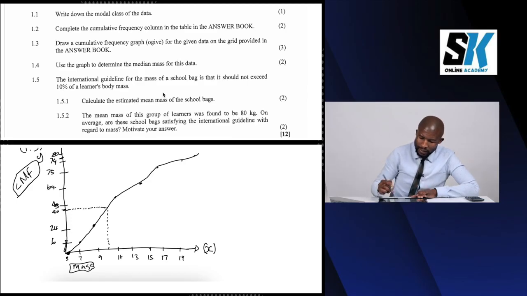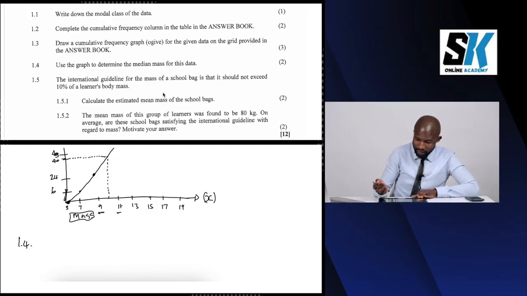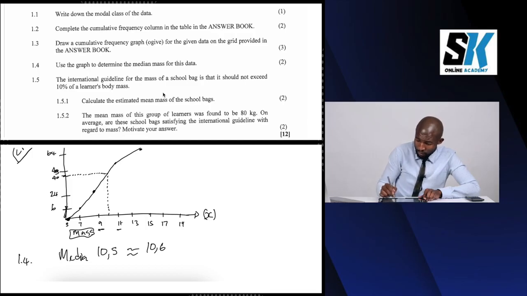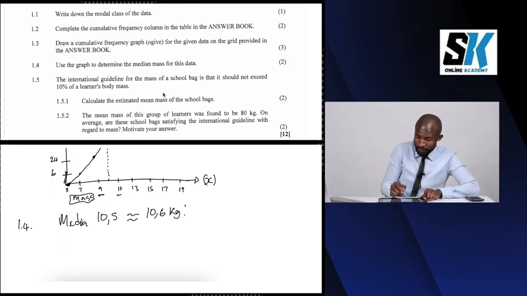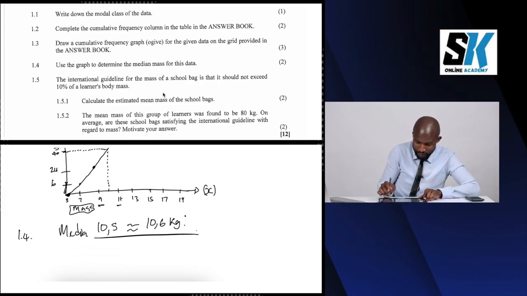So you can see that our median is between 9 and 11, and the correct answer there would be 10.5 or slightly 10.6, because since this is mass, it's going to be 10.5 or 10.6 kg. So that would be your correct answer, since it's not drawn to scale, but on your graph paper you're going to get the exact answer of that.